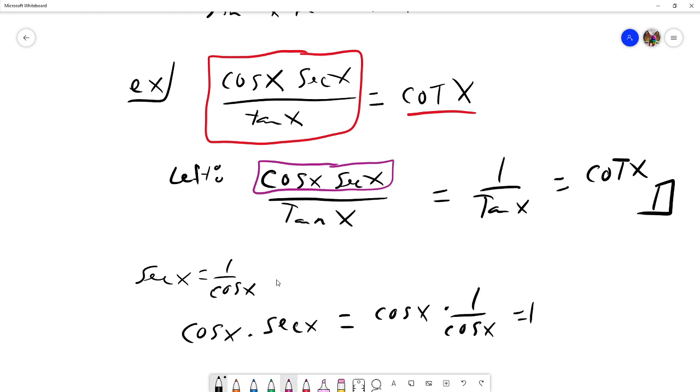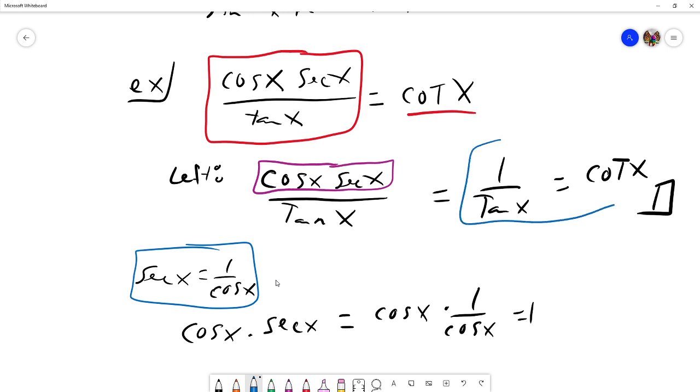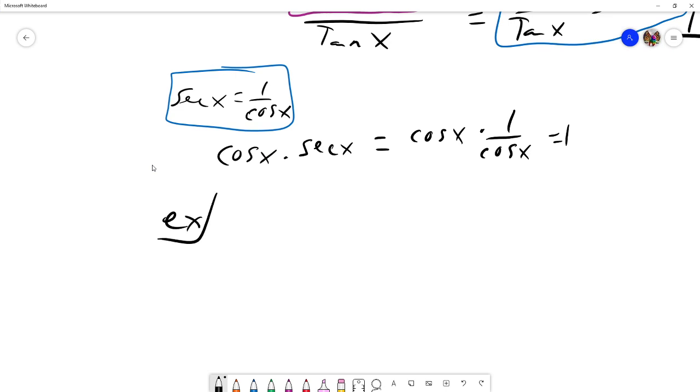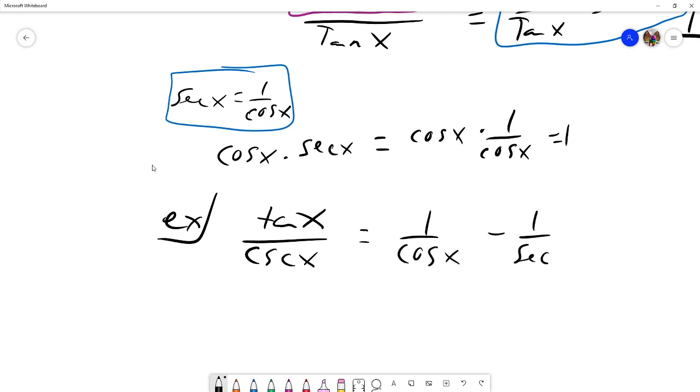Notice we had to make use of two trig identities, namely what secant x equaled, and what cotangent x equaled. Alright, another example. Tangent x over cosecant x is equal to 1 over cosine x minus 1 over secant x. Intriguing. As I said, it doesn't really matter which side you pick. You can work your way to the other.